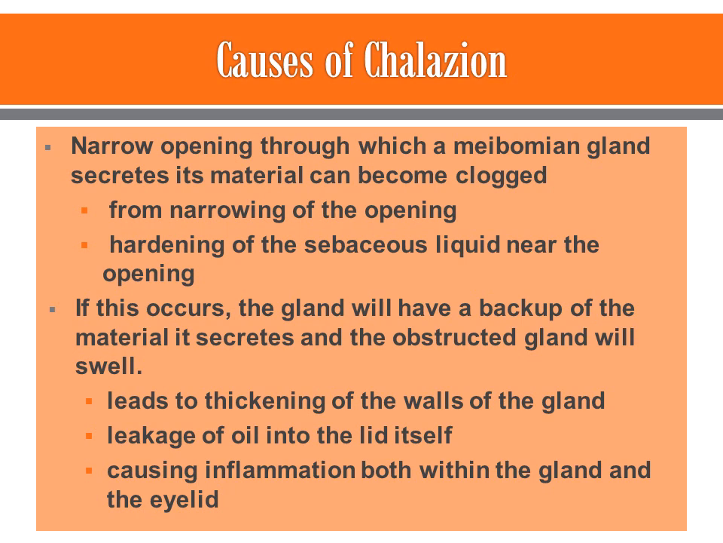Some of the causes of a chalazion: there's a narrow opening through which a meibomian gland secretes material, and that can become clogged from the narrowing of the opening or hardening of the sebaceous liquid near that opening. So the gland will back up the material, and it obstructs the gland, causing it to swell. This also leads to the walls of the gland becoming thick and oil leaking into the lid itself, and it causes inflammation both within the gland and the eyelid. When this occurs, this is when the chalazion is forming.